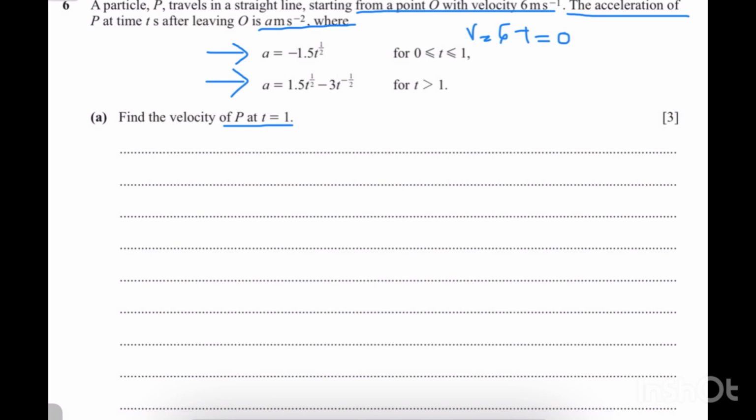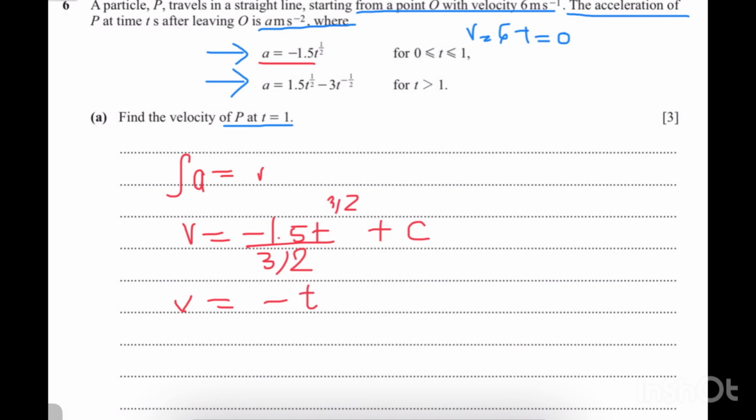So we all know that whenever we integrate acceleration, we get velocity. That means in order to find the velocity of p after 1 second, we'll use the first formula. When we integrate that, velocity becomes negative 1.5 t raised to power 3 by 2 divided by 3 by 2 plus c, which is an arbitrary constant. So the velocity becomes minus t raised to power 3 over 2 plus c.